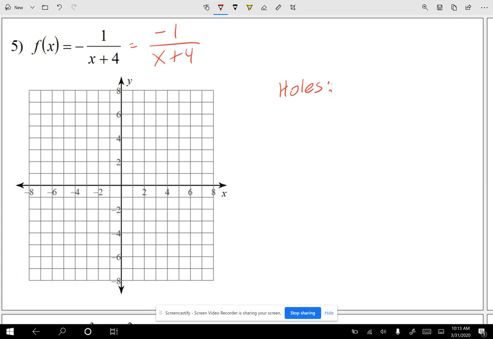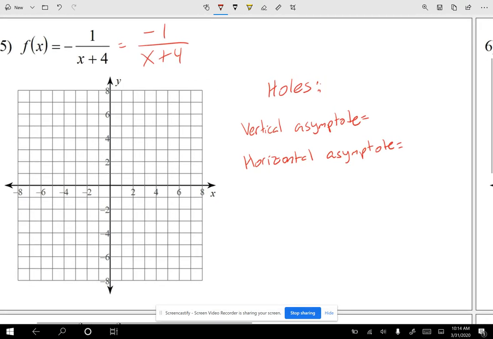These are points where the graph doesn't exist. We're going to find a vertical asymptote, and we're going to find a horizontal asymptote. All right. If I'm able to factor things out and things cancel out, that's going to give me a hole. In this case, none of them. I'm not able to get a hole.